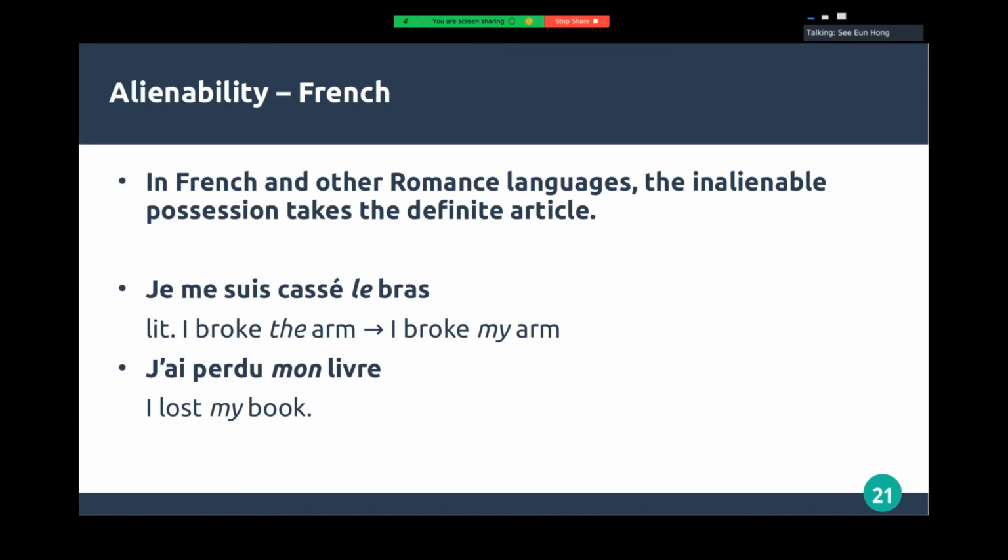Whereas when you say I lost my book, the possession of the book is alienable. So you would use the possessive pronoun mon. So you say j'ai perdu mon livre. And you could use the definite article, j'ai perdu le livre, but that would mean something different. I lost the book that I have referred to before.